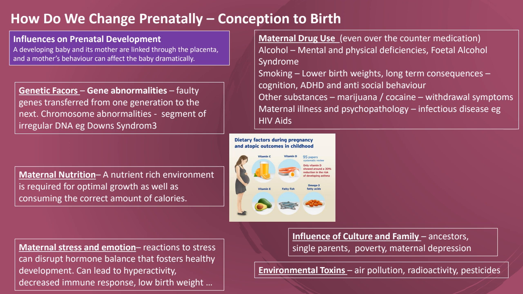Different cultures also have an effect on children in the womb, the influence of culture and family, how things within the culture, such as ancestors and spirits, can cause problems with unborn children. If people are single parents, maybe they are under more stress than people who are happily married. Poverty can cause problems, maternal depression can cause problems, and even environmental toxins such as air pollution, radioactivity, and some pesticides can harm unborn children.